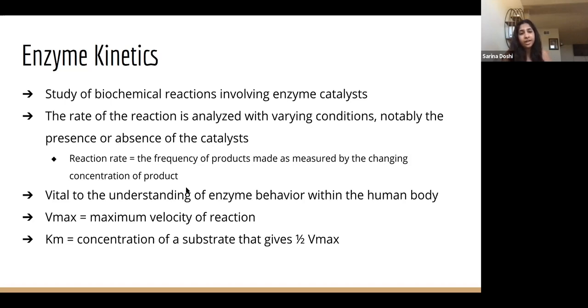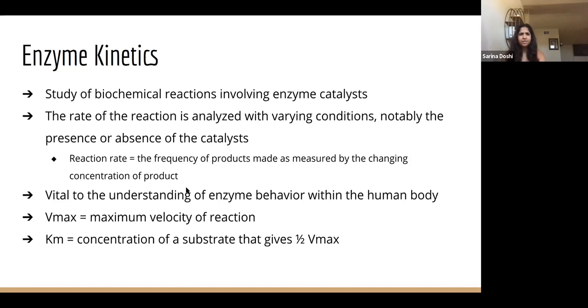Two other variables that you'll get are Vmax, which is the maximum velocity of a reaction, so kind of how fast it's going to proceed, and Km, which is the concentration of a substrate that gives half of the Vmax. So you might know what Vmax is, and you might want to solve for Km. What you would do is figure out what half of Vmax is, and then find the concentration at that speed. A reaction will pick up speed and lose speed as it's going.